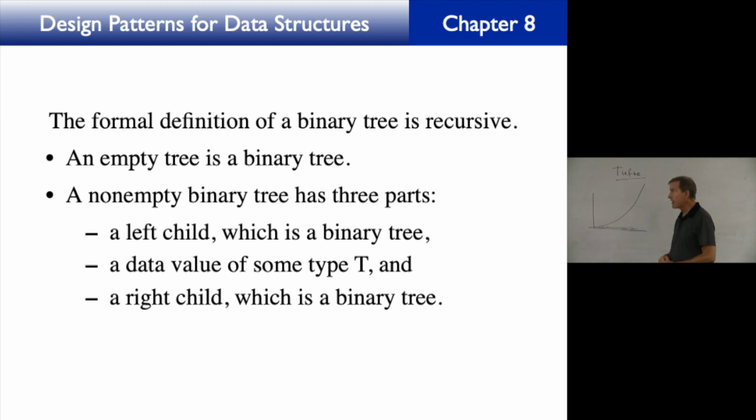What is the mathematical or the formal definition of a binary tree? The formal definition of a binary tree is recursive. An empty tree is a binary tree, so that's the base case. And a non-empty binary tree has three parts. It has a left child, which is a binary tree, a data value of some type t, and a right child, which is a binary tree.